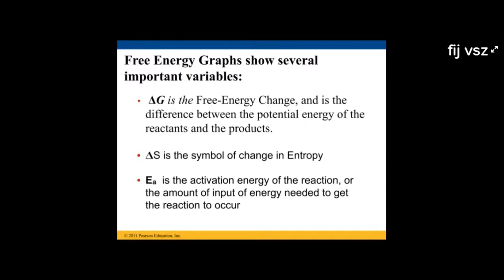Delta G is called the free energy change. And that's the difference, and it can be a calculated difference, between the amount of potential energy of reactants and the amount of potential energy stored in products. Delta S is the symbol for energy.